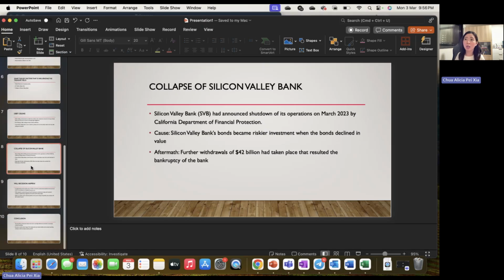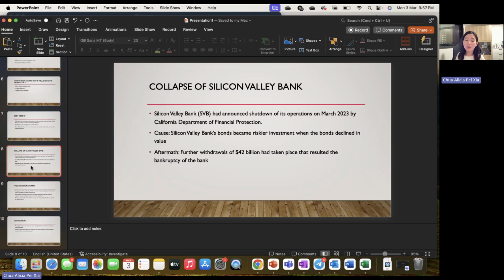The third event is the collapse of Silicon Valley Bank. Silicon Valley Bank's operations were shut down in March 2023 by the California Department of Financial Protection, the largest bank failure since the global financial crisis in 2008. The reason Silicon Valley Bank went bankrupt is that the US Federal Reserve increased the short-term rates, and it resulted in Silicon Valley Bank's bonds declining in value.